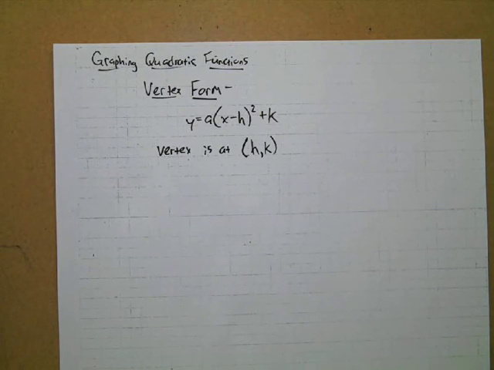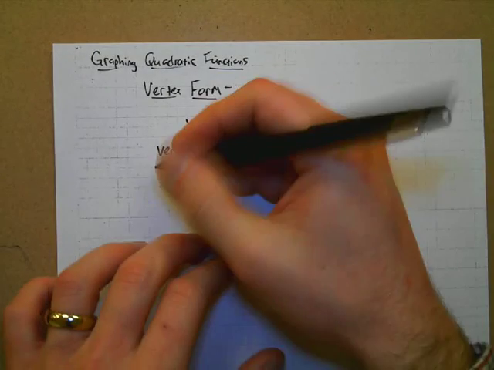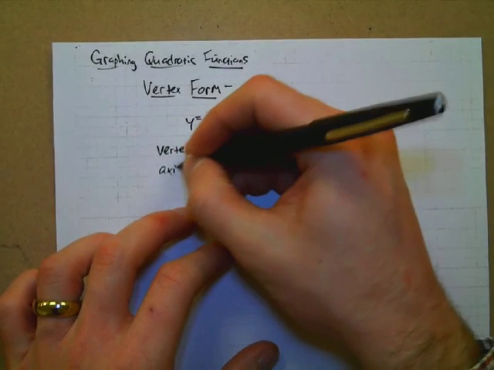The axis of symmetry, what we use to help us get more points, what we're reflecting it over or what it folds over, is just the line x equals h, right? So it goes, again, just right through the vertex.